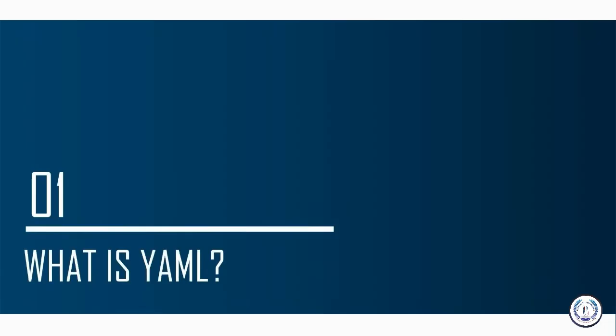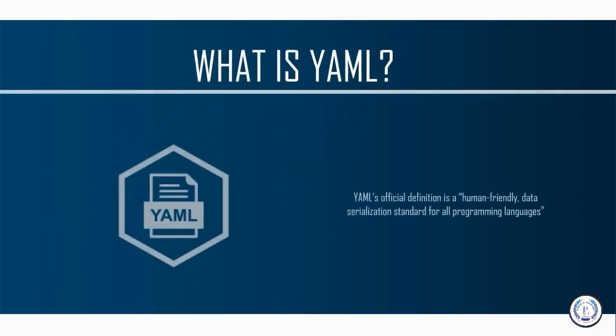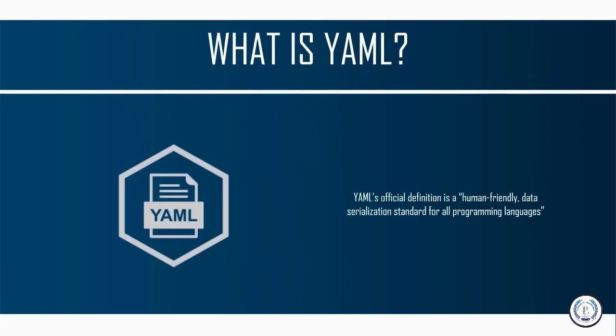What is YAML? YAML's official definition is a human-friendly data serialization standard for all programming languages. YAML's main advantage over other similar formats like JSON or XML is its human readability. That is, it was specifically designed to be easily readable and editable by humans.